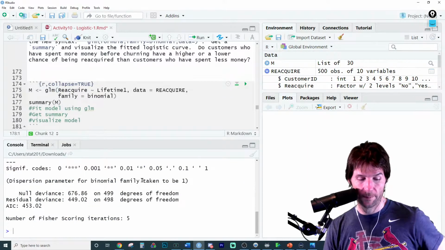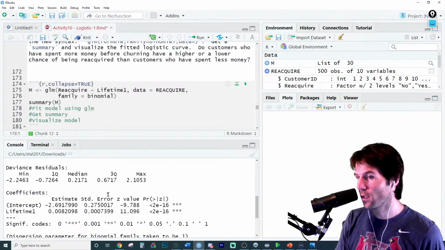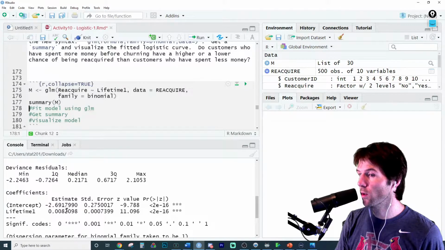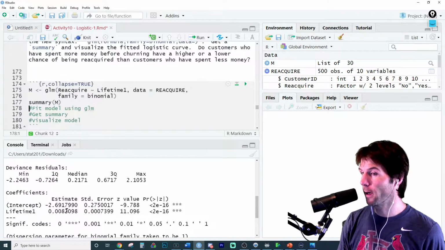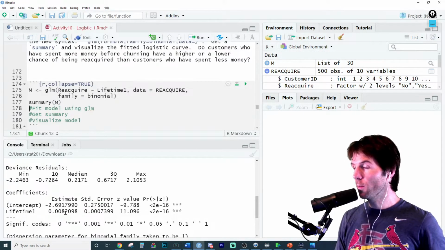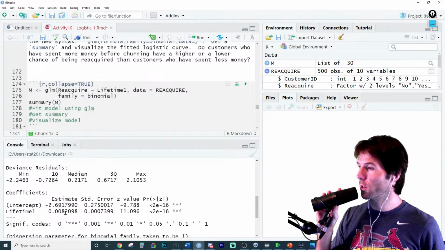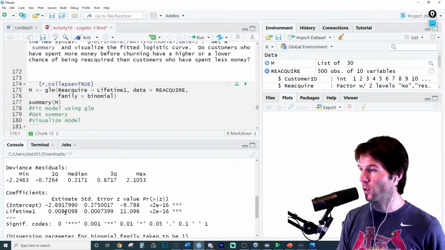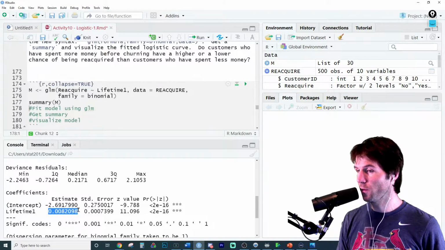Or we can get the summary. And the answer is customers who spend more money are more likely to be acquired. And how do I know this? Well, between two customers who are otherwise identical, the one who has spent more money is more likely to be reacquired. And that's because this coefficient is positive.